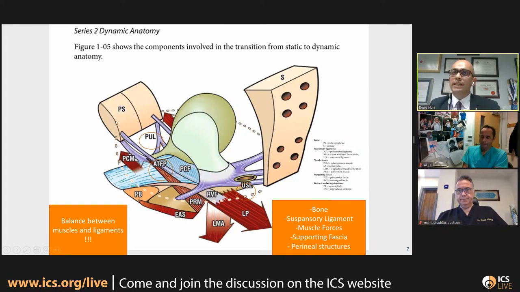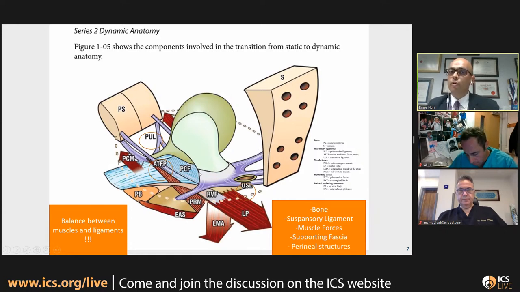bone, the pubic symphysis at the anterior border, at the posterior the sacrum, and the suspensory ligaments at the anterior level, the pubourethral and the pubovesical ligaments, and continuing laterally with the arcus tendineus fascia pelvis, called the white line, and at the posterior side, the uterosacral ligament, between the uterus and the sacrum.